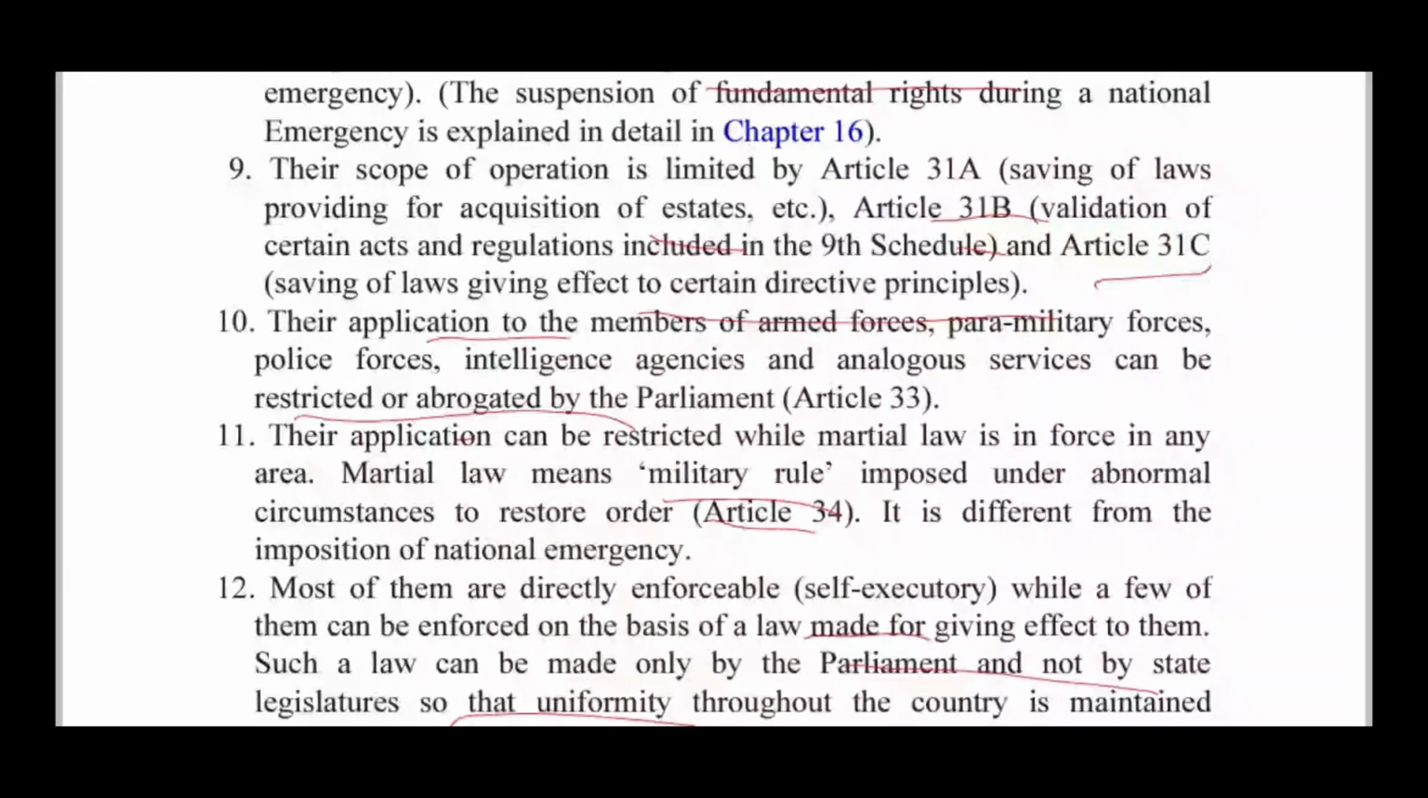Now we have two more left, and the 11th one is that the application of the fundamental rights can be restricted when martial law is in force. So martial law, or we will say military rule, when it is imposed in this country, there will be restriction on the fundamental rights. This is completely different from national emergency. We will have to study national emergency and martial law separately, because there are a lot of differences between martial law and national emergency. So in case of martial law or military rule, there will be restriction on the fundamental rights. So that is the 11th feature.